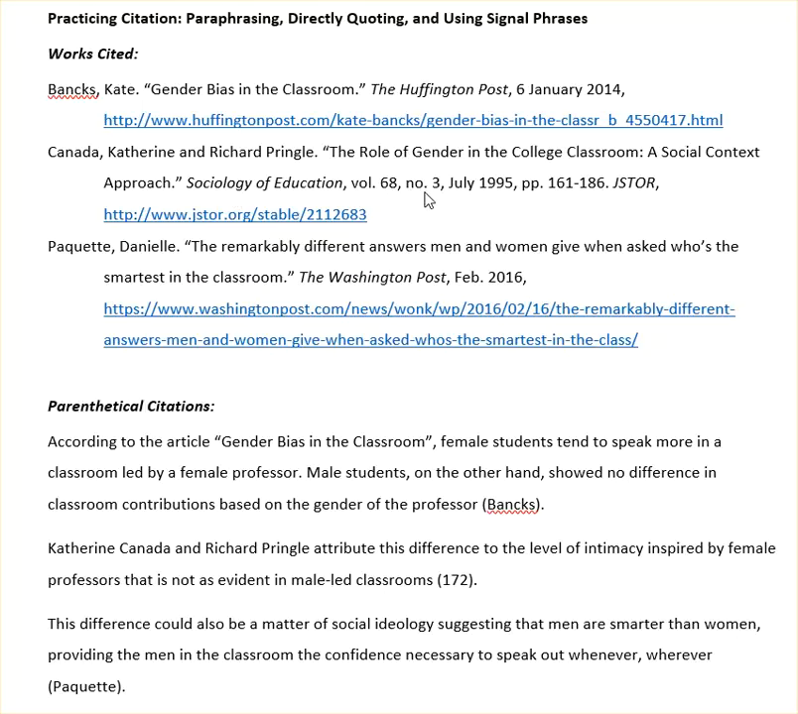We have the volume, the number, the date, and then the page numbers that the article was found on, followed by a period. What comes after is the second container, or where the journal was found, which I found through JSTOR, and then this is the URL for the exact article. The final citation that I have on this page is an article in the Washington Post. Similar to the first one, which is part of the Huffington Post, you've got the author, the article title, the name of the container, the date that it was published, and the URL.